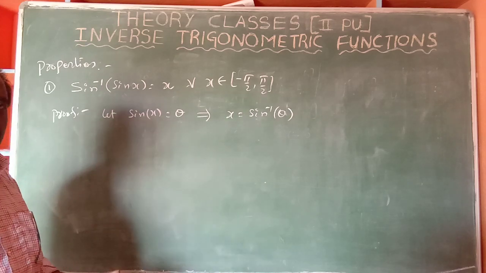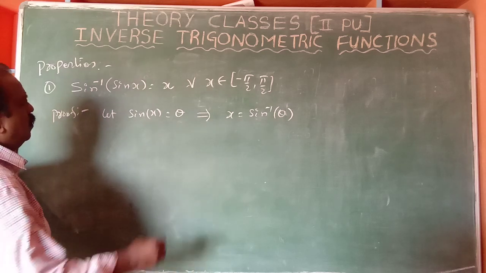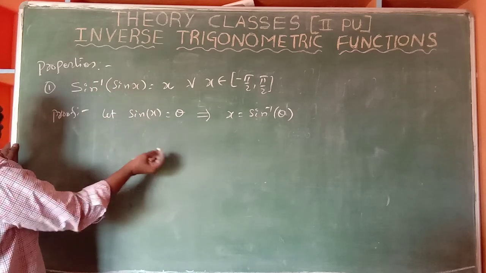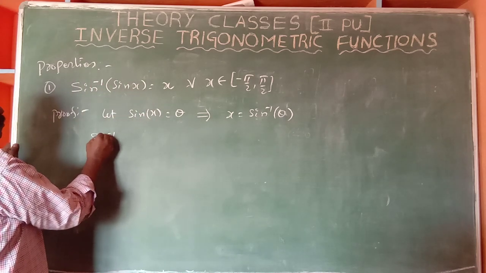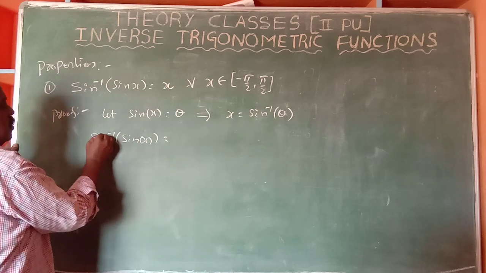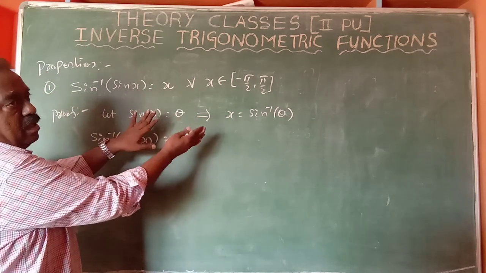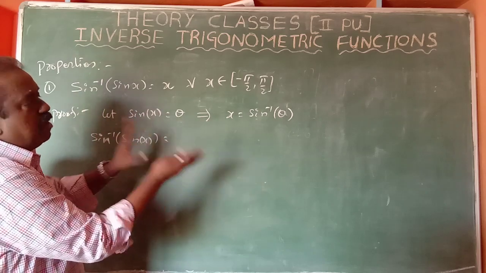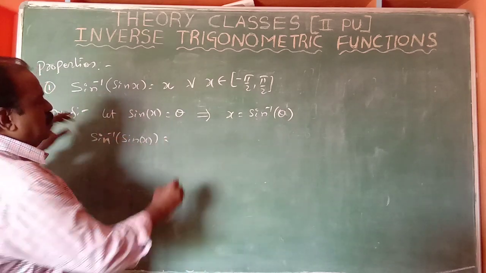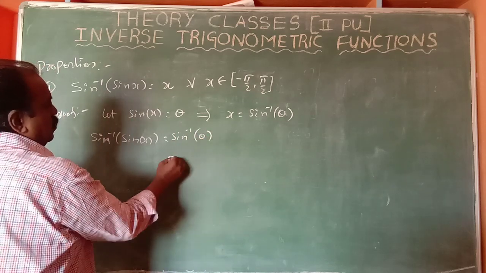Up to now, we learned only the notation. Sin x is equal to theta. I am applying sin inverse on both sides. LHS, RHS: I can add on both sides, subtract on both sides, multiply on both sides, square on both sides. Just like that, one application, sin inverse of something on the LHS is also sin inverse of theta on the RHS.